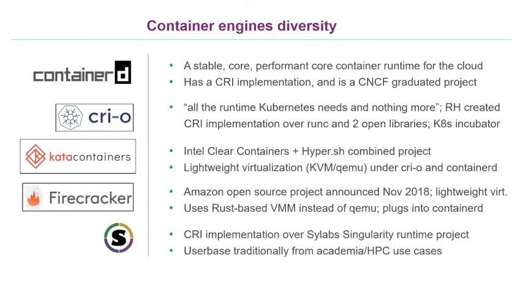Now, just on one foil, a couple of container engines here: containerd from the Cloud Native Foundation, CRI-O from Red Hat, Kata Containers that came along from Intel and Hyper.sh, and Firecracker that came up in 2018 from Amazon, and the CRI implementation over Sylabs Singularity. That's another one for high performance computing use cases. So you see the container engines are diversifying.